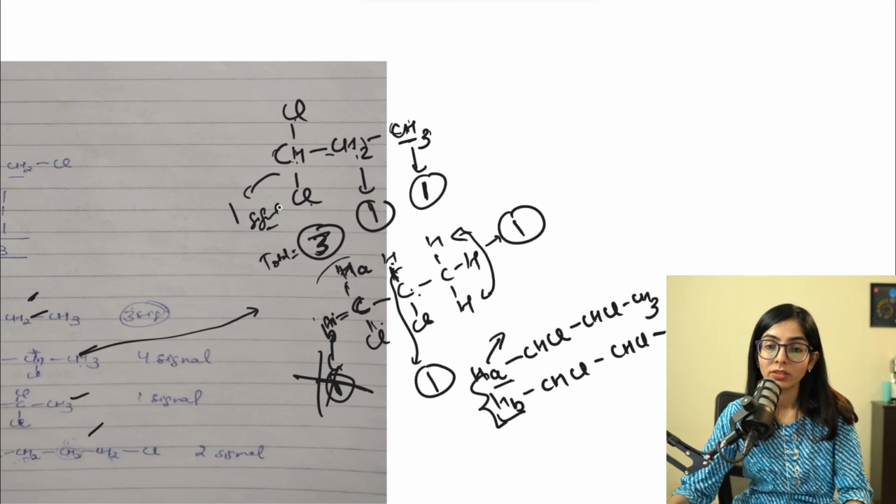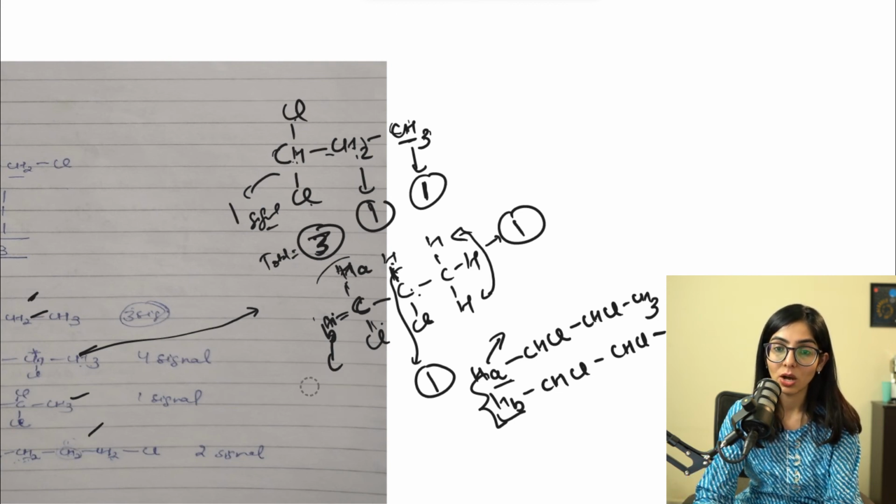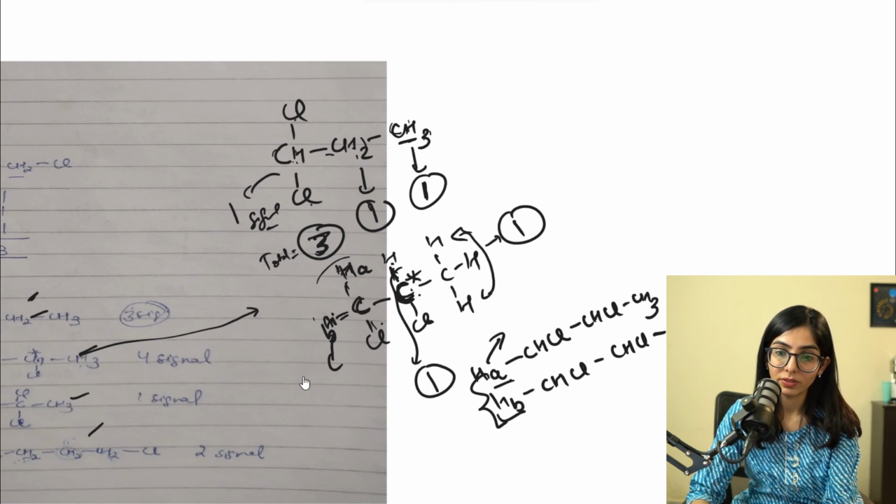Okay, wait. There was one concept which I told you. I haven't taken an example of that till now. But let's see now what is happening over here. Always remember if there is a chiral carbon. This is a chiral carbon. Can you see? Let's take the red pen. Yeah, this is a chiral carbon because it is connected to all different atoms: H, Cl, CH3, and this CH2Cl. So this is a chiral carbon.